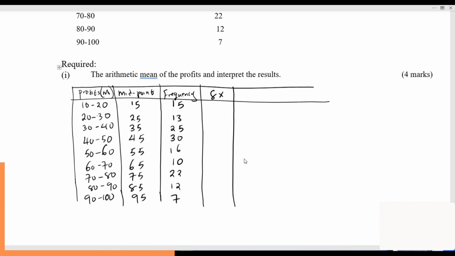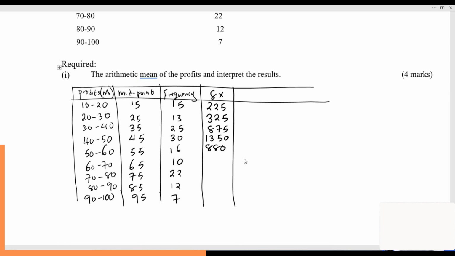Fx means midpoint times frequency. 15 times 15 gives me 225. 25 times 13 gives me 325. 35 times 25 gives us 875. 45 times 30 gives me 1350. 55 times 16 gives me 880.